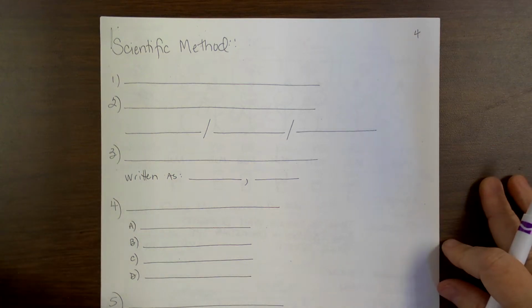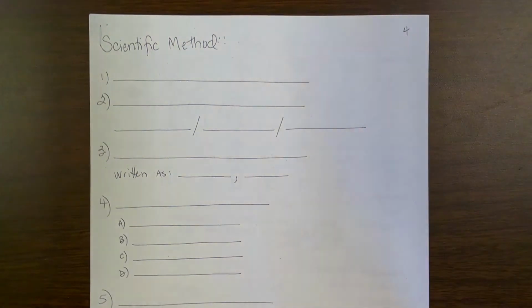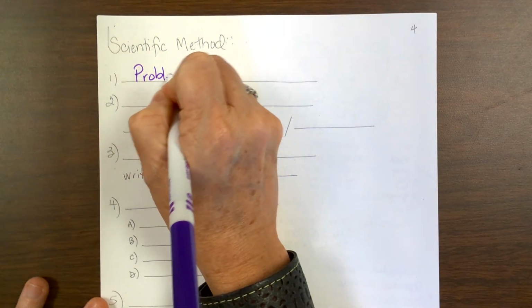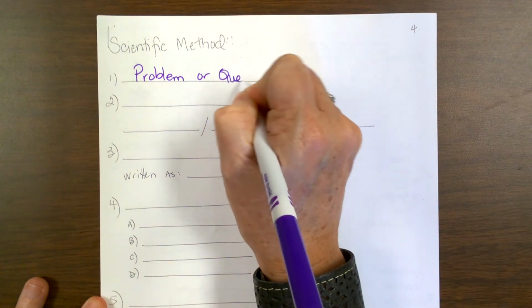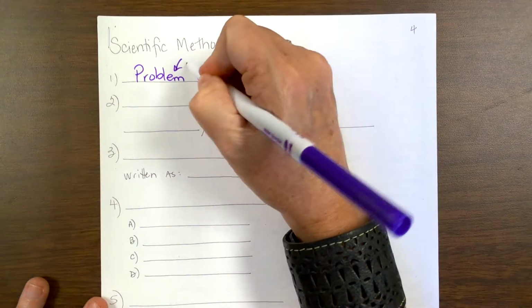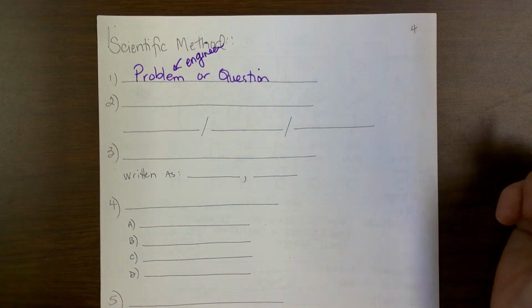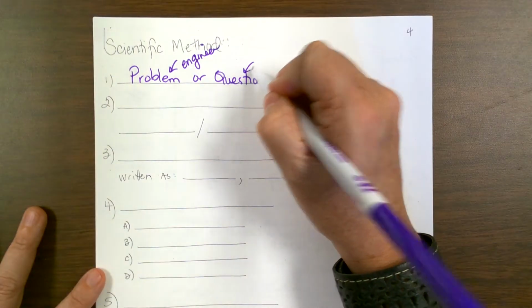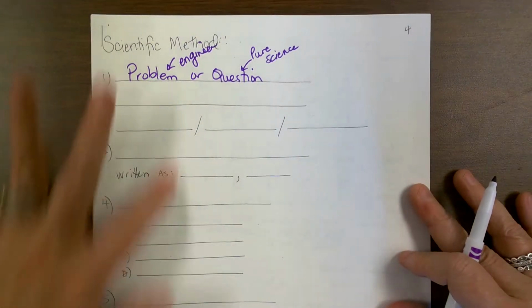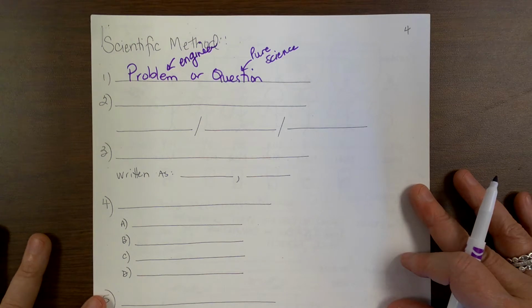Okay, so I want to help you fill out your scientific method sheet from today if you missed this morning's Zoom meet. So with the scientific method, the first thing you always have to have is your problem or your question. If you're a scientist and you're trying to solve a problem, then you're probably an engineer. If you are just trying to solve some sort of question of something you don't understand, you're doing something called pure science. Okay? So in order to do any of the steps of the scientific method, you have to have one of the two things happen. So your problem or your question has to be addressed.